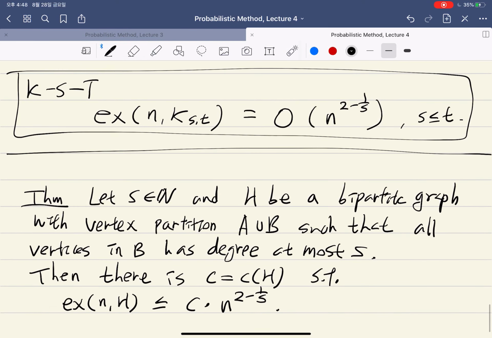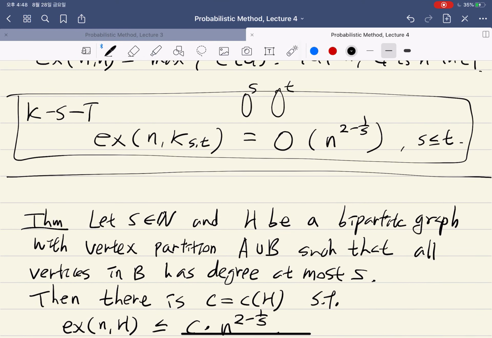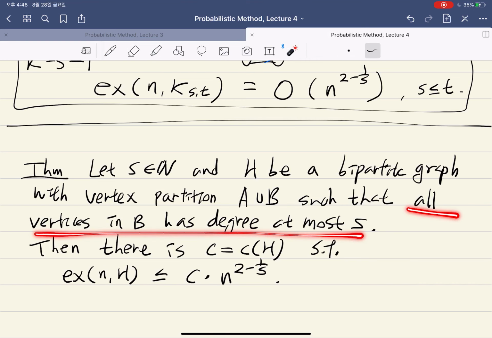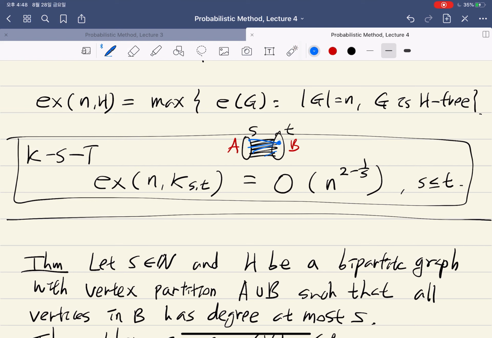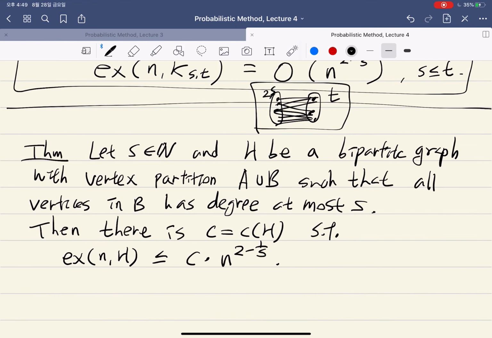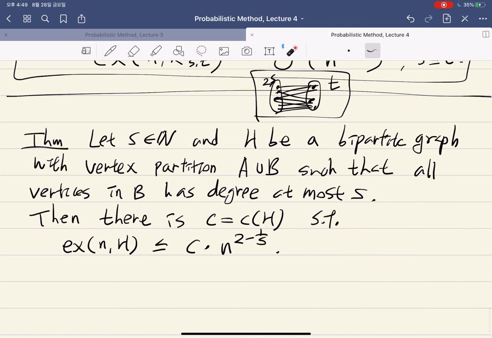This generalizes the Kővári–Sós–Turán theorem because if you have s vertices and t vertices, and this is complete, let this be A and this be B, and every vertex here has degree at most s. So this satisfies this condition. But this is not the only graph that satisfies it. It could be that there are two s vertices and there are t vertices, and each vertex is adjacent to half of them in some arbitrary fashion. Then this also satisfies this upper bound on the extremal number. So we want to prove this.